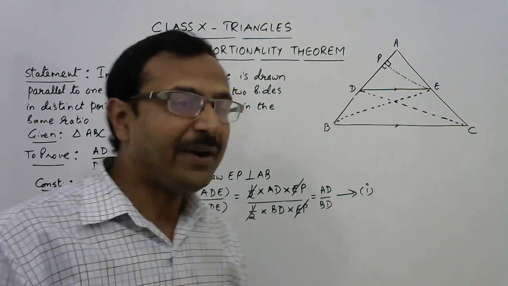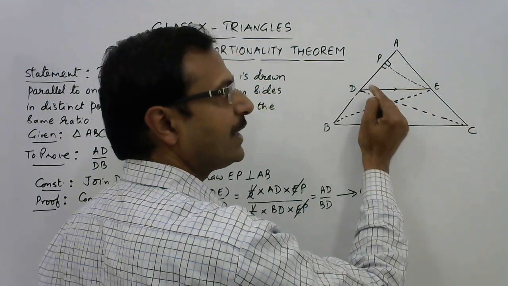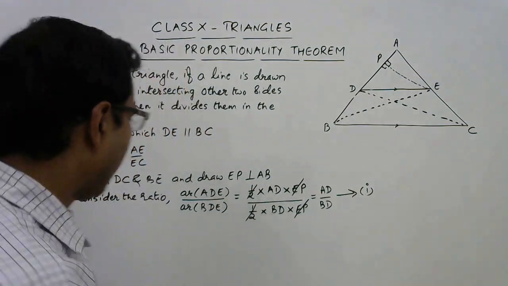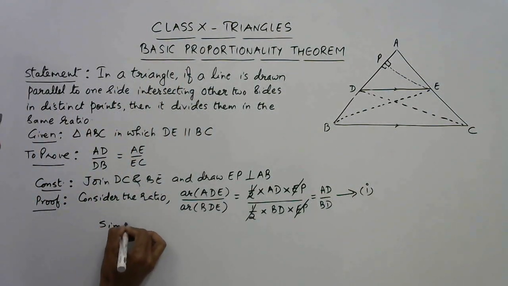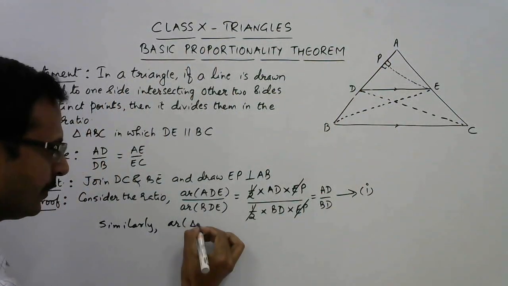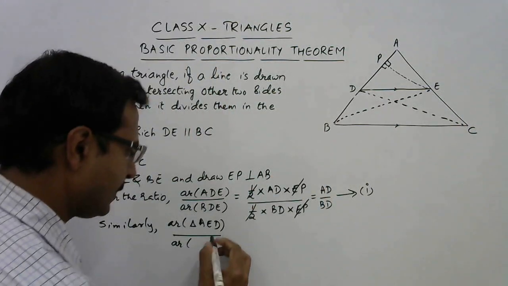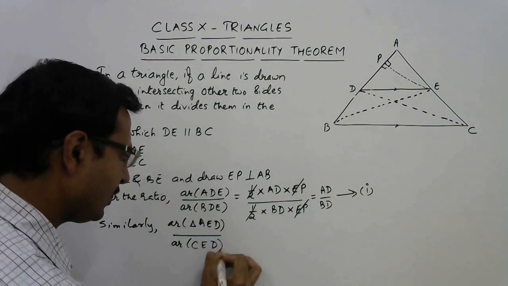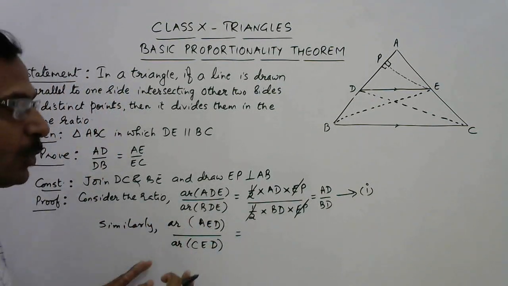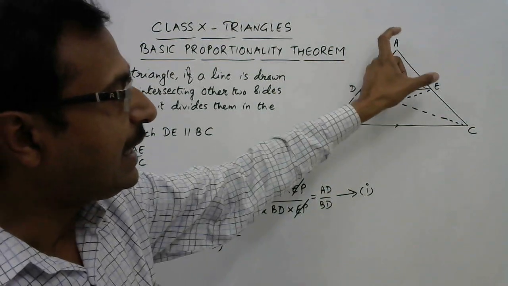Similarly, if I would have taken the triangles from right hand side, that is AED and CED, then I would have got a ratio which is on the right hand side. So I don't need to prove that. I will just write similarly area of triangle AED and area of triangle CED. These two areas, the ratio will also be found out like we have found out the ratio in the first step. So that ratio will be AE upon EC.